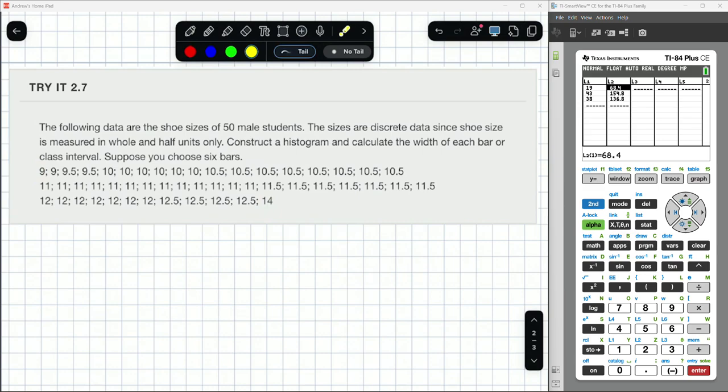They're telling me I need to group my data. Because if I were to list all of these different numbers separately, 9, 9.5, 10, 10.5, 11, all the way up to 14, I'd get more than 6 rows. So we need to talk about how to group data that hasn't been grouped.